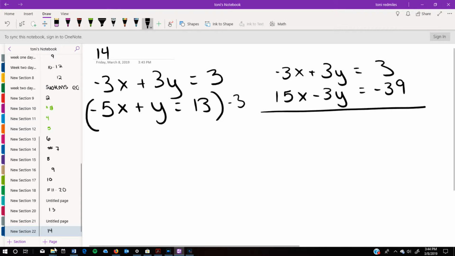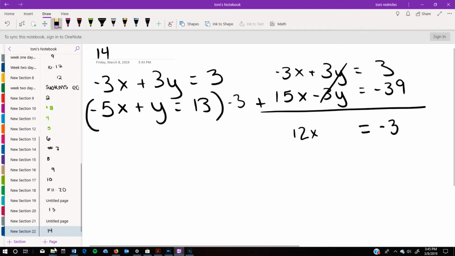All right, let's do some math. Let's add these. Negative 3 plus a 15x is going to give me 12x. A positive 3y and a negative 3y is going to give me 0. They cancel out. But a 3 plus a negative 39 is going to give me a negative 36.